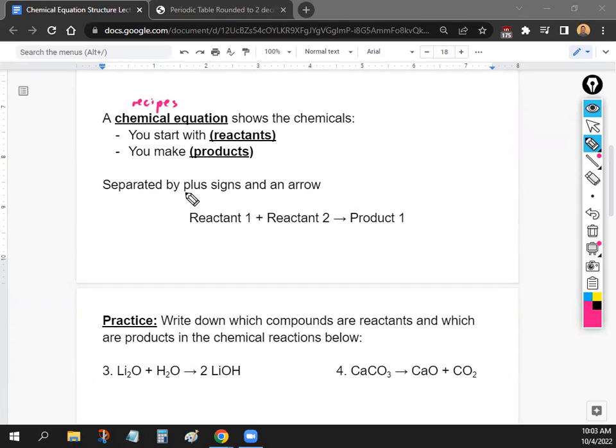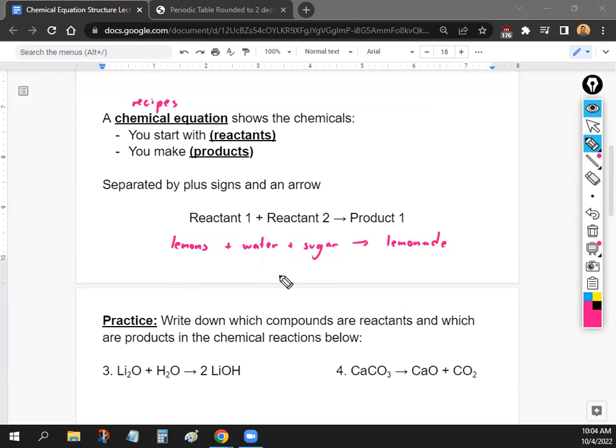And then we separate the molecules with plus signs, and we separate the reactants and the products with an arrow. So we got an example right here. Chemical 1 and chemical 2 make a different chemical, okay? So an easy way to think about this, again, is like a recipe. If you wanted to make lemonade, right? You would need some lemons. All right, that would be your first reactant. You would need some water. And you would probably want to add some sugar or it's going to be too sour. And then you will make lemonade.